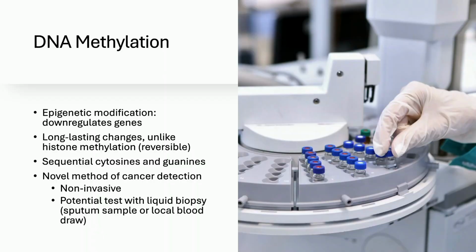DNA methylation is a type of epigenetic modification, which basically means modifications to the genome that occur outside the genome itself. Usually, epigenetic modifications take place either after transcription or after translation. Methylation and its sister, acetylation, occur after transcription. DNA methylation results in long-lasting changes to the genome, which is unlike histone methylation, which is reversible. And DNA methylation specifically occurs at locations of sequential cytosines and guanines, so C's and G's on the genome. That's where the DNA is methylated.